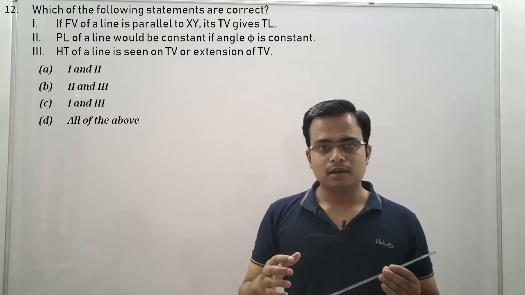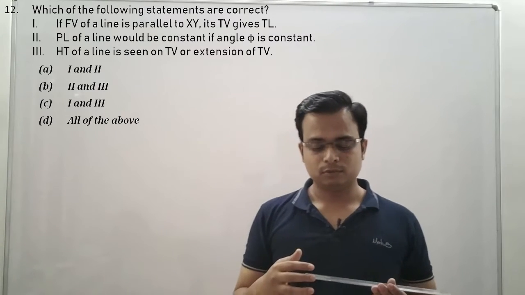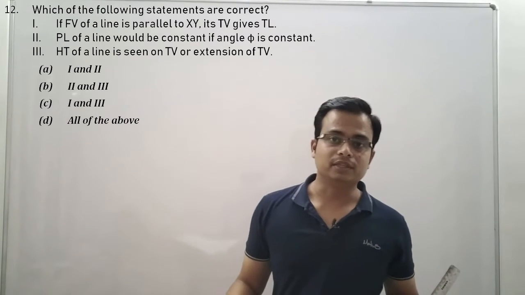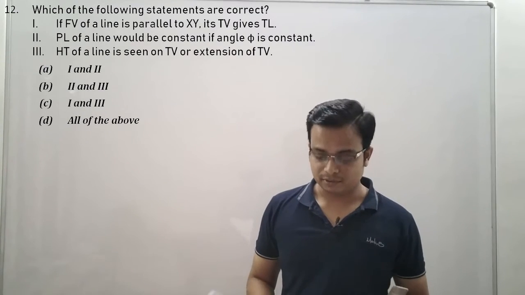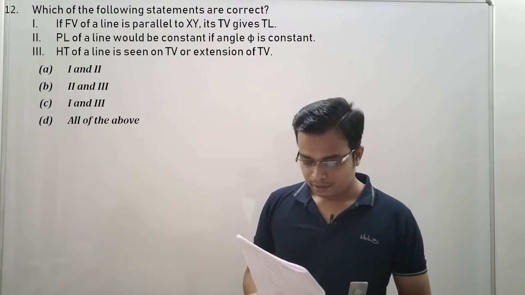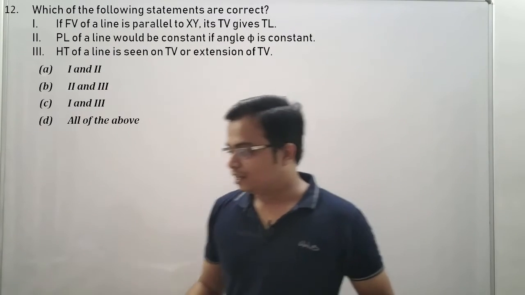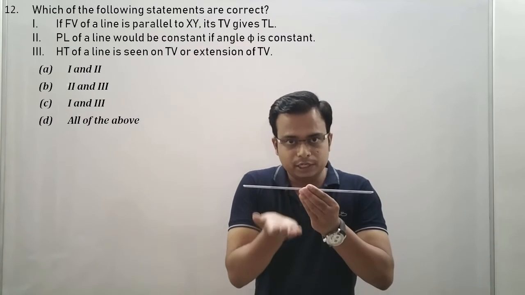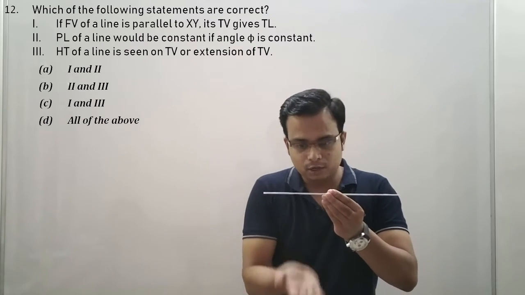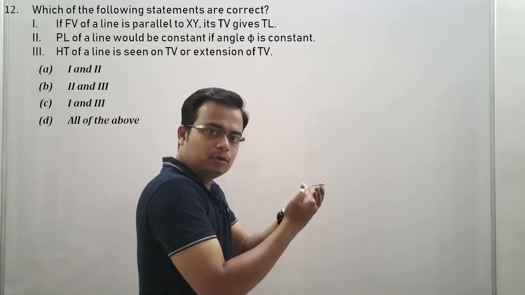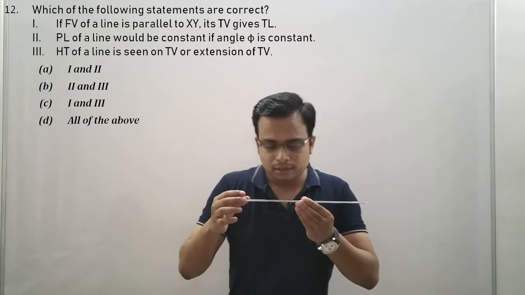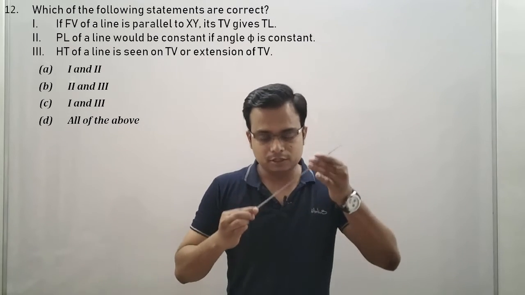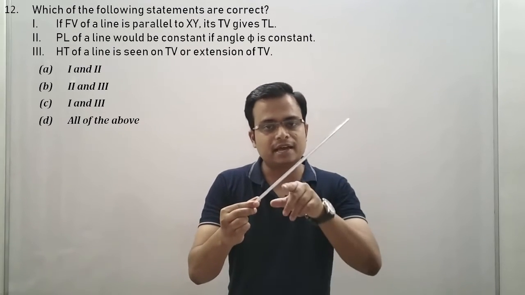So let me make a claim that the top view length of a line has nothing to do with the angle that it makes with VP, or phi. It depends on angle theta. Let me tell you why. If I keep a line like this, parallel to HP, and parallel to VP also, and what I do is, I do this. Let's say this angle over here, it is still parallel to VP, but it is inclined at a certain angle with HP.